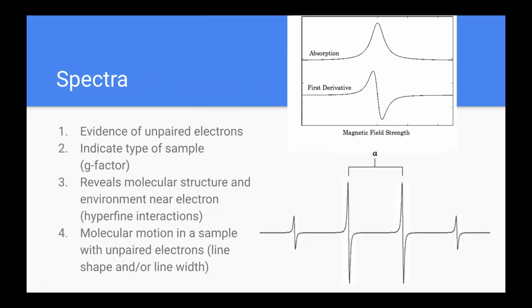So to recap from the spectra, first off, if you get a reading at all, that tells you, yes, there's an unpaired electron. And then we can learn what the sample type is from the G factor, looking at how close or far it is from 2. And then the hyperfine splitting tells us about the molecular structure. And the shape of the lines tells us more about kinetics and such.